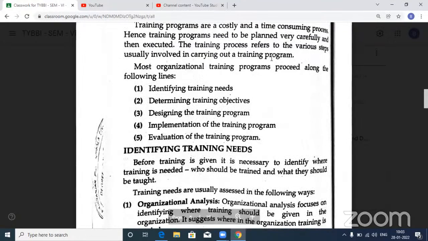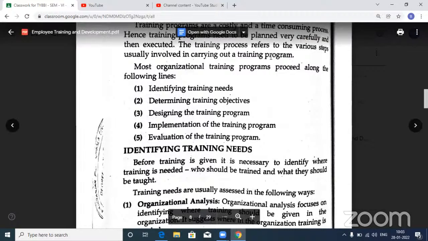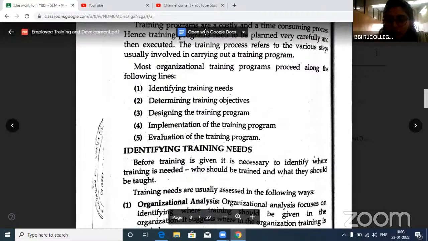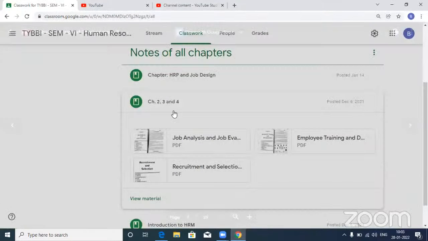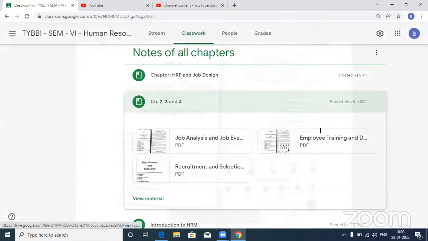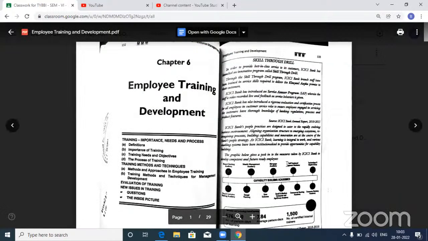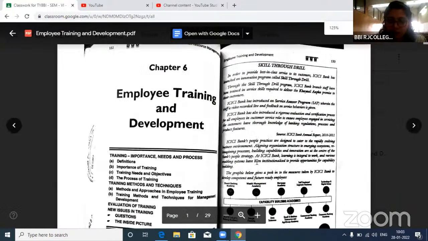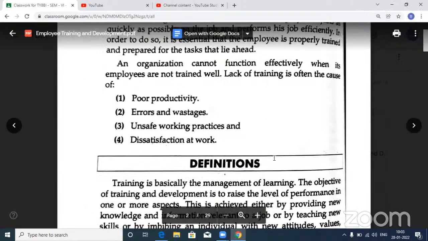Shubham, you need to be a little louder because I'm not able to hear you clearly. Hello. Shubham, can you write it in the chat box?